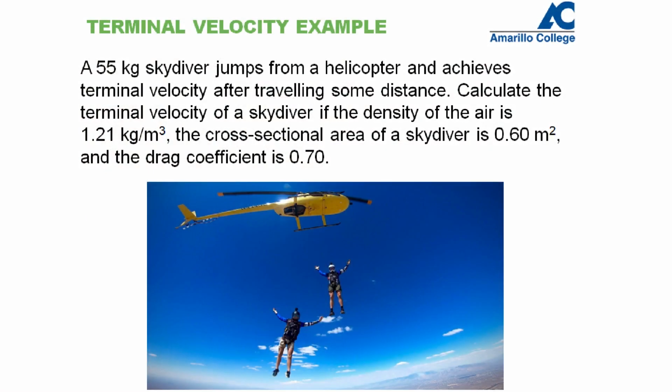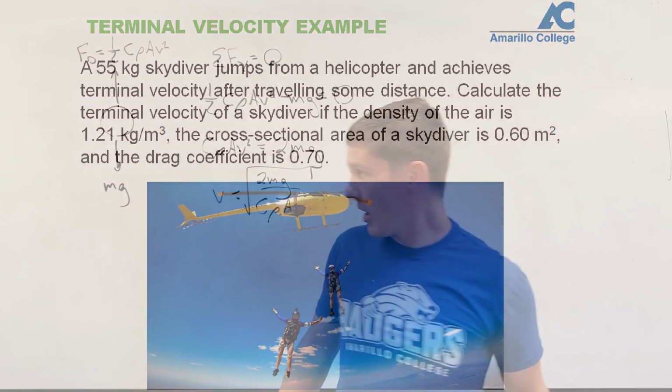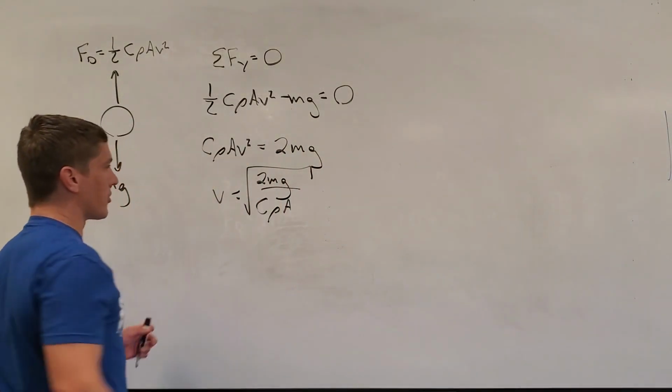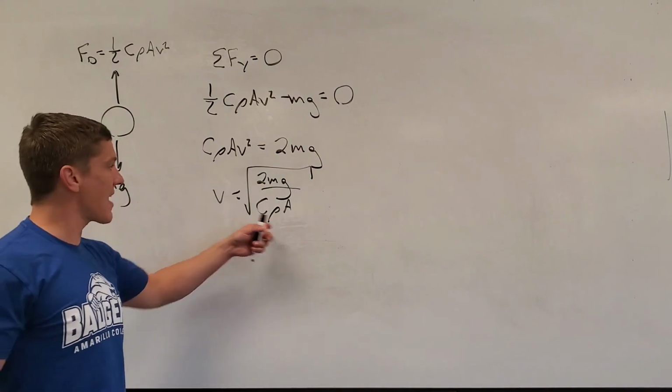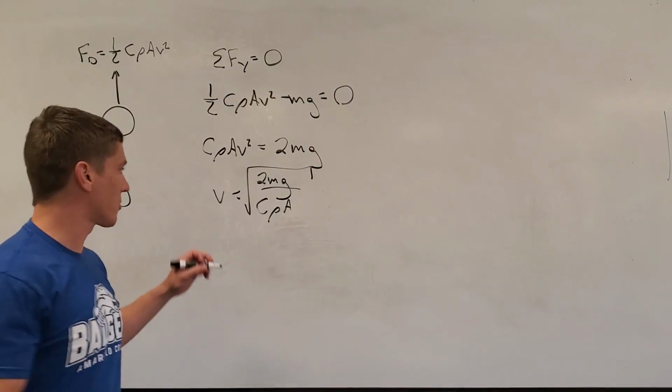Our problem reads, a 55-kilogram skydiver jumps from a helicopter and achieves terminal velocity after traveling some distance. Calculate the terminal velocity of the skydiver if the density of the air is 1.21 kilograms per meter cubed, the cross-sectional area of the skydiver is 0.6 meters squared, and the drag coefficient is 0.7. Okay, so this becomes a really, really simple equation to solve because the problem gave us everything that we need to know to solve this problem.